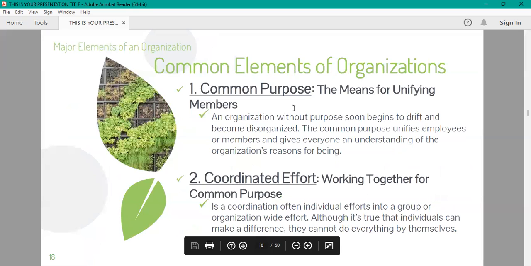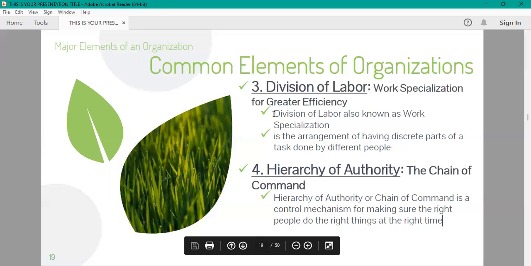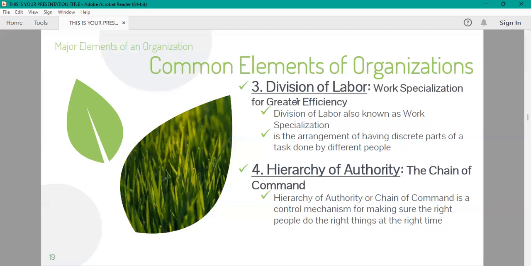So that's it. The four common elements. Again, the common purpose, coordinated effort, the division of labor, and the hierarchy of authority.